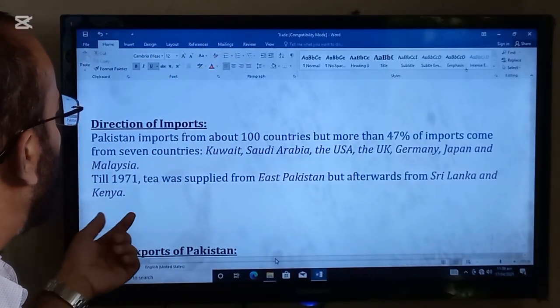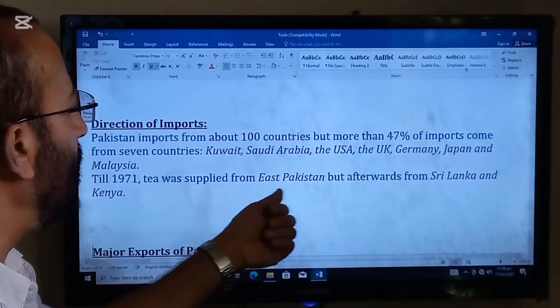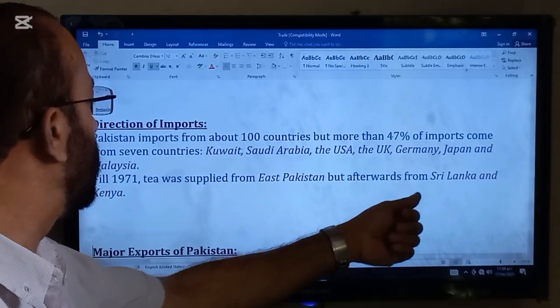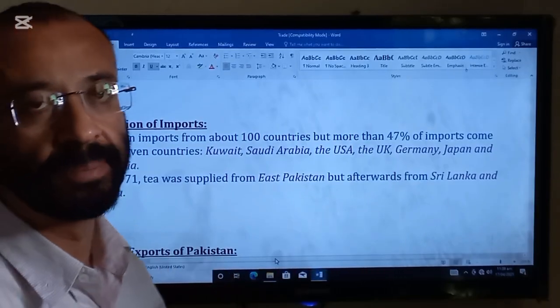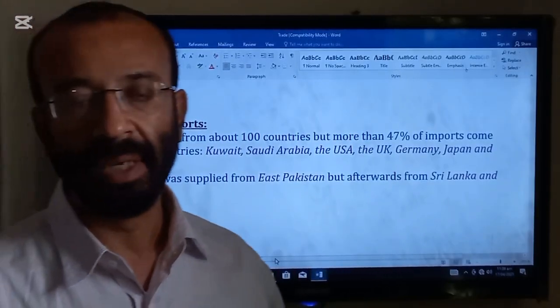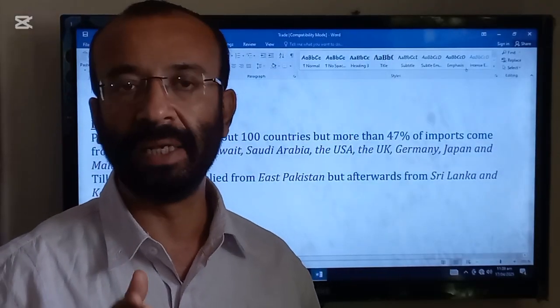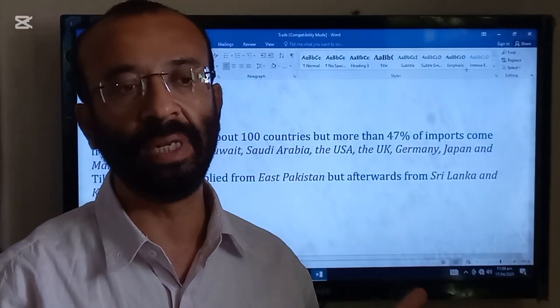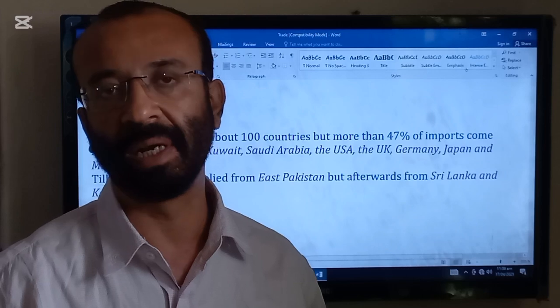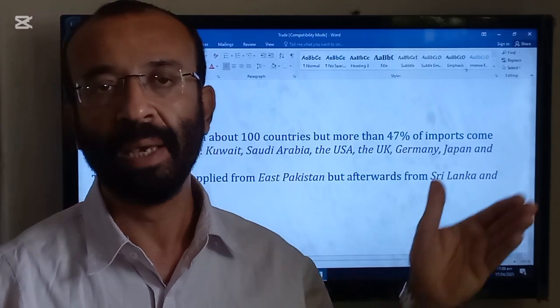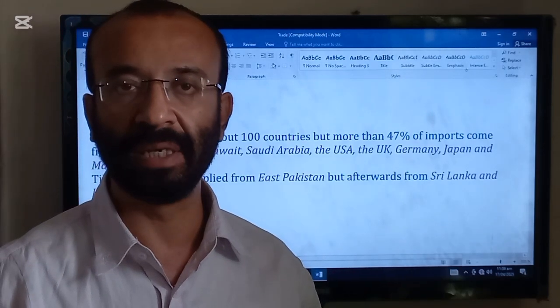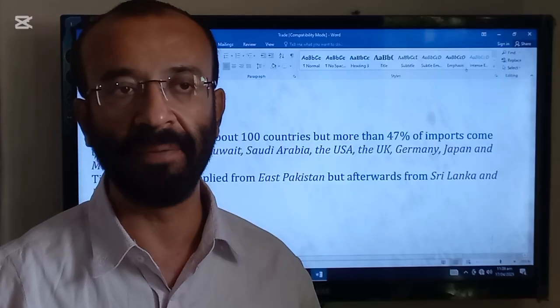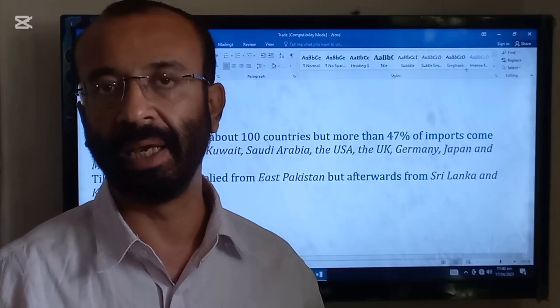Till 1971, tea was supplied from East Pakistan, but afterwards from Sri Lanka and Kenya. In the beginning, up to 1971, tea was actually coming from East Pakistan, but after the separation of Bangladesh, that was East Pakistan, we are importing tea from Sri Lanka and Kenya now.